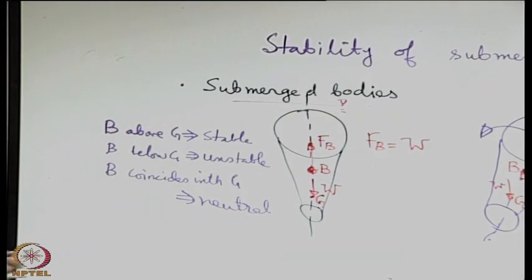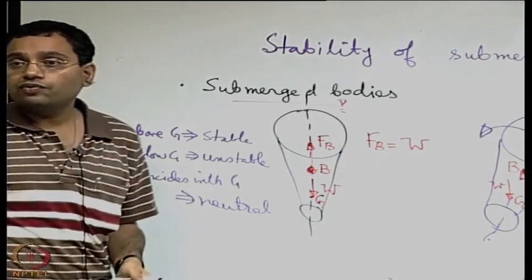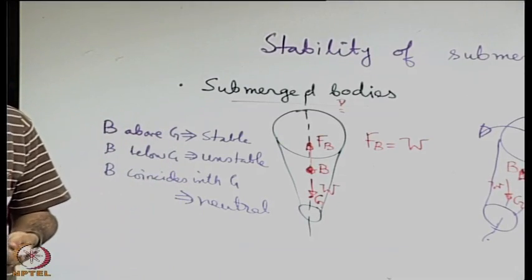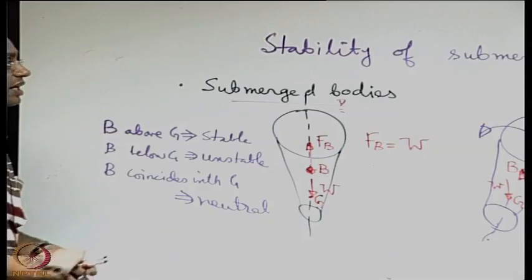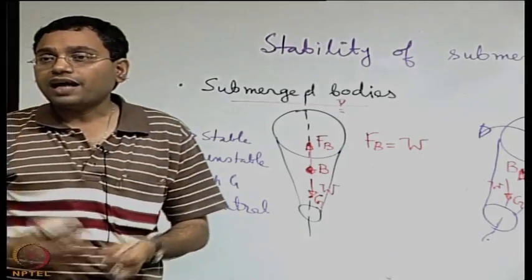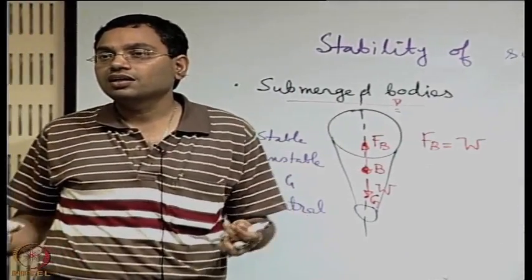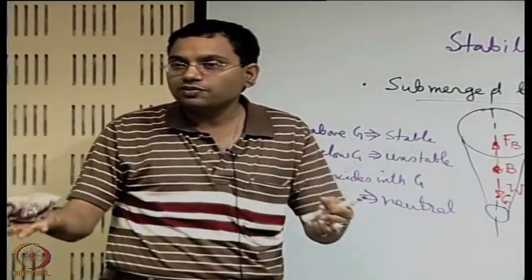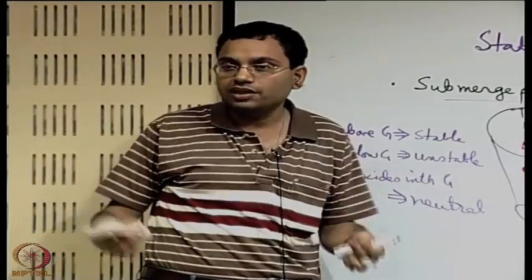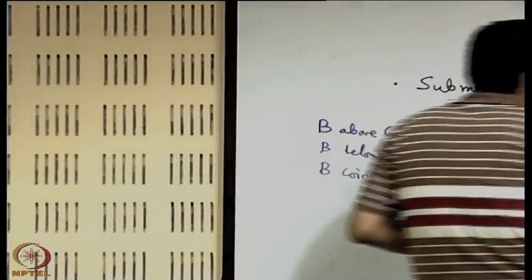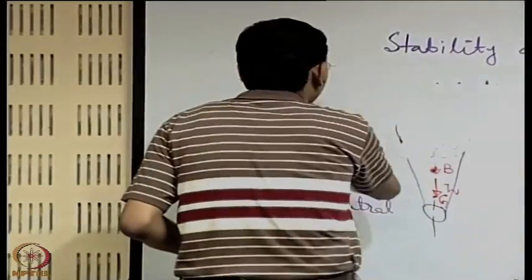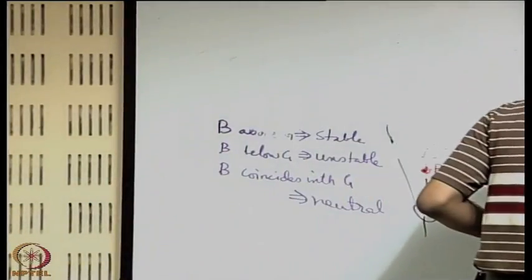So far so good, but we have to remember that submerged bodies are not the only types of bodies that we need to consider. Many practical examples are cases of floating bodies like ships. So a part is within the fluid and a part is outside the fluid. What will be the situation for that? Let us take an example, let us consider a floating body.